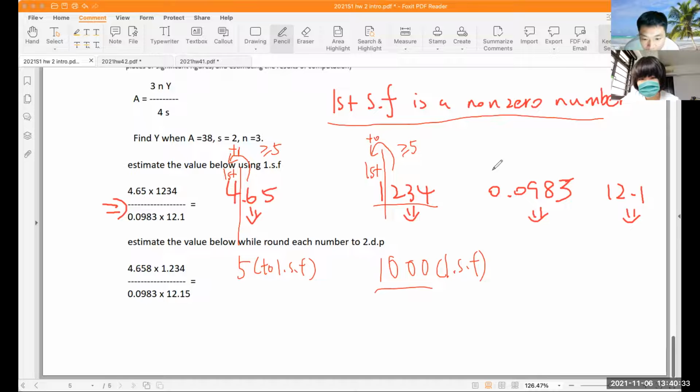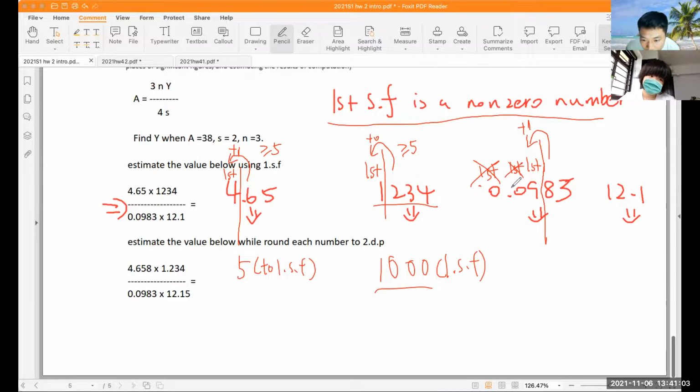And here, is this my first significant figure? First significant figure is a non-zero number. Nope, it's 0. This is not my first. Is this my first? Nope, it's 0. So still no. Is this my first non-zero? I mean, this is my first significant figure. Yes, 9 is non-zero. So this is my first. So I draw a line. I ask myself, do I need to add 1 to this? Yes, I need to add 1 to this first significant figure.